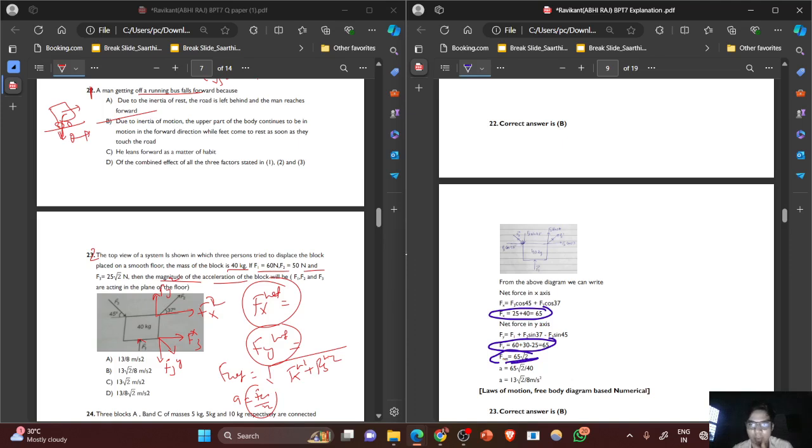For which time it will just continue. So it's simply your acceleration, F net will be this. So your acceleration will come out to be this value. Your correct answer, acceleration, will be F net by mass. So the correct answer will be option number B, 13 root 2. It is the correct answer.